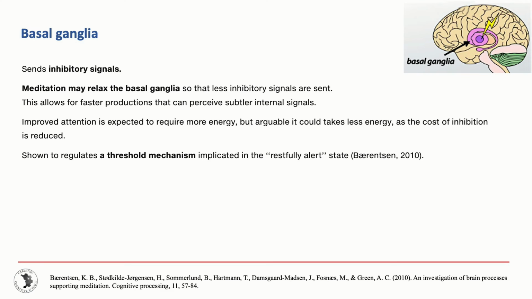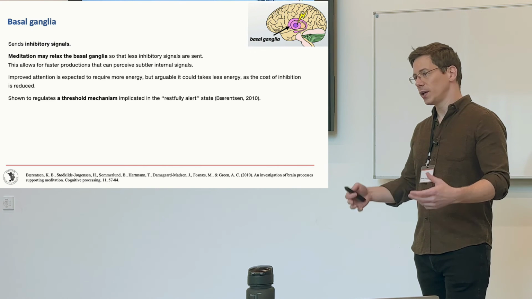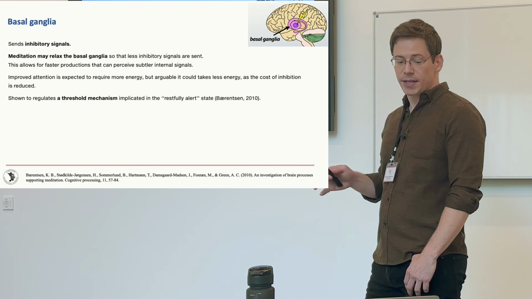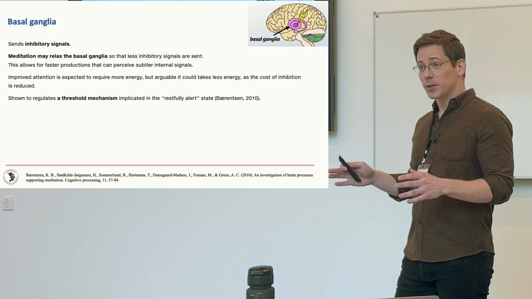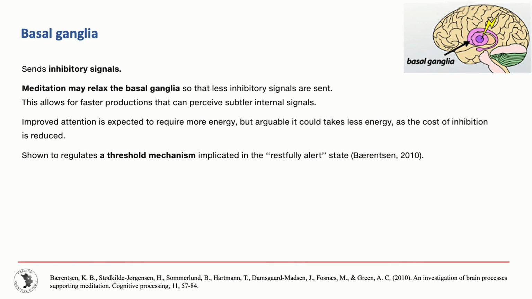And this isn't in our paper, but we can speculate that a lot of this has to do with what's happening in the basal ganglia during metacognitive training or meditation. Since the basal ganglia sends inhibitory signals, meditation may relax the basal ganglia so that fewer inhibitory signals are sent. And this allows for faster productions that can perceive subtler internal signals. This may be a little counterintuitive, but it's plausible in that instead of taking more energy, improved attention may actually take less energy as the cost of inhibition is reduced.